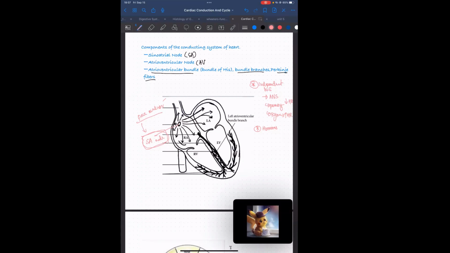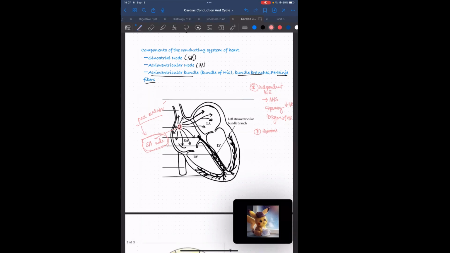So when you write answers, like for an essay note, it is a group of specialized cells. Where is it present? It's present in the myocardium of the right atrium, in a position close to the opening of the superior vena cava. This is the superior vena cava, and here there will be the opening of the superior vena cava, and you have the SA node close to it. So that's it about the SA node.